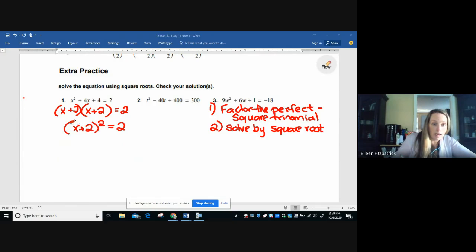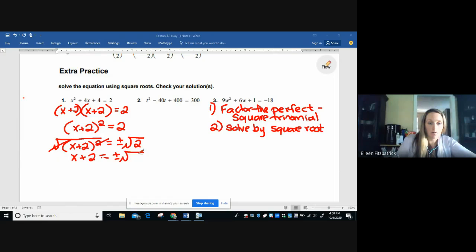Now, if the goal is to get x by itself, to solve for x, you have to get rid of this square, because the x and the 2 are stuck in the parentheses. The inverse operation of squaring is taking the square root. So I'm going to take the square root of x plus 2 squared, and also the plus minus square root of 2. I have to take the square root of both sides because whatever I do to one side, I have to do to the other. The square root cancels with the square, and you're left with x plus 2 is equal to plus minus the square root of 2.